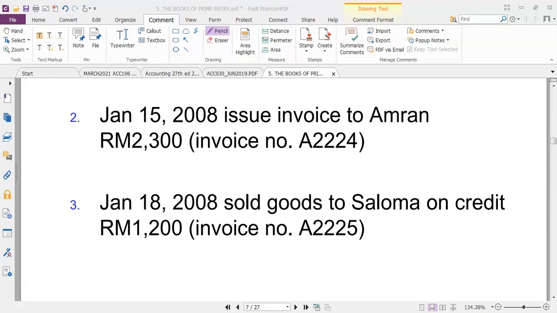Remember that the sales invoice is our source document. Without source documents, we can't do accounting. So the source document here is very important for the business to keep safely. Sepanjang perniagaan, apa-apa bills, apa-apa dokumen berkaitan transaction yang kita dapat, kita kena simpan.